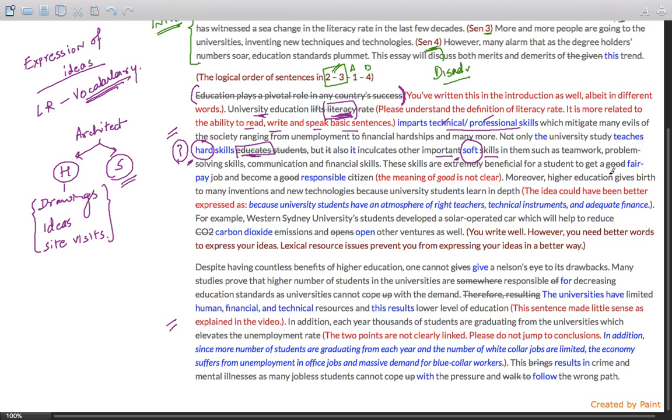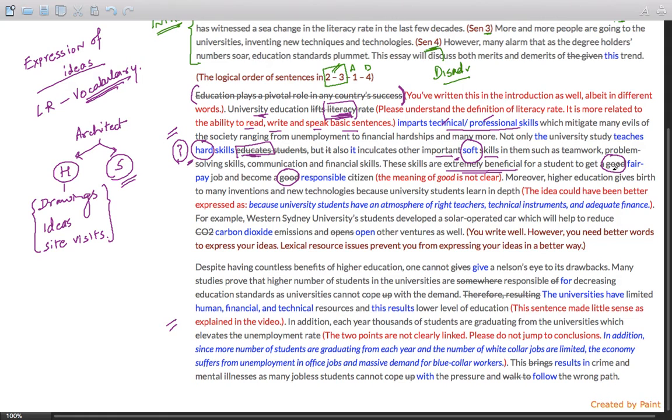Similarly, here the student has used "good" and used the same word twice. So these skills are extremely beneficial for a student to get good job and become a good citizen. Now this is something good. This is something which I really like. Extremely beneficial. This is collocation which will fetch you marks.